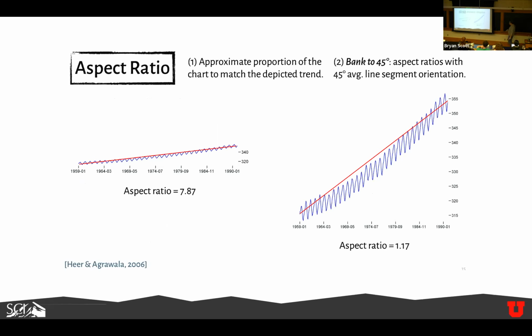So here's an example. Whether this is better than that is very situational, but that's kind of what it looks like. That's an aspect ratio of 7.7, and this is about 1.17, where the orientation is about 49. Which one's better?